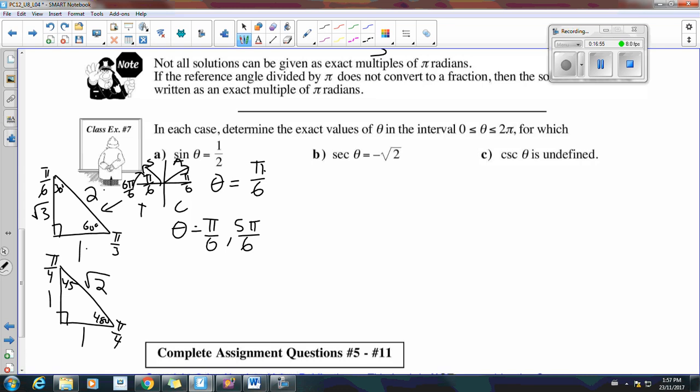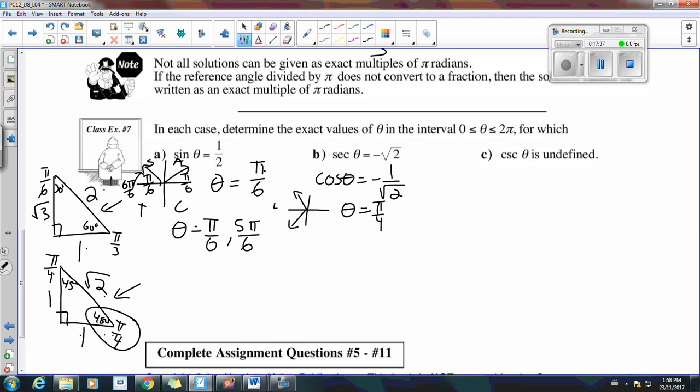B, secant theta is negative root 2. Well, this is really telling us that cos theta is negative 1 over root 2. Well, where is cosine negative? Cosine is negative here and here, so we're in quadrants 2 or 3. Now let's go to our special triangles. The numbers 1 and root 2 only appear in this triangle. Cosine is adjacent over hypotenuse. So adjacent over hypotenuse, your reference angle of pi over 4. Of course, this is an isosceles triangle, so you can look at it as either of those angles. But this tells us that our reference angle is pi over 4.